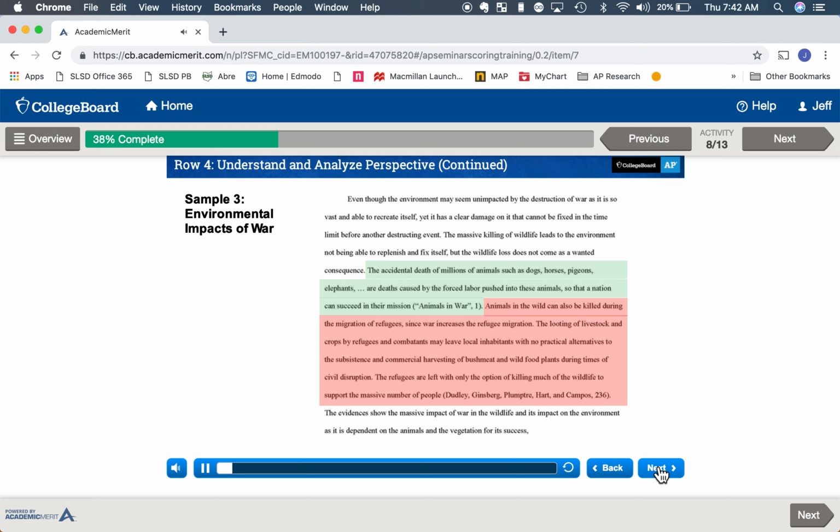Now take a look at the environmental impacts of war sample. The report discusses multiple perspectives in that it considers the perspectives in sources' arguments on migration and environmental damage. The perspectives are not clearly connected, however, and the relevance of the connections must be construed by the reader. Here you can see on page 3, when discussing the impacts of war on animals, the perspectives from two different sources are presented, but not connected in any way.